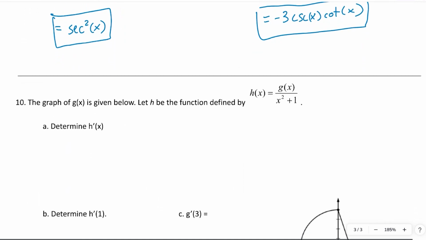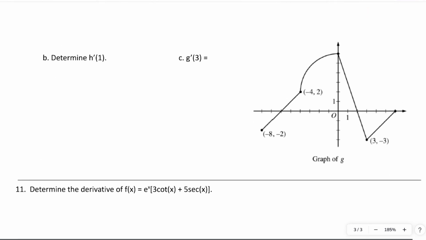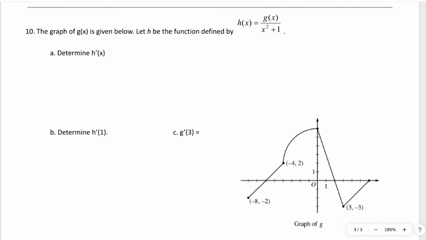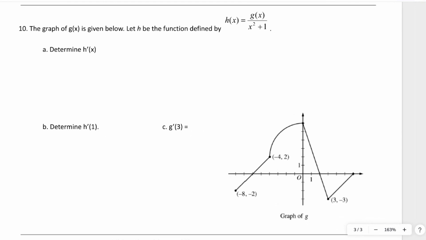Number 10. Looks like we've got a graph. Okay, I might have to zoom out a little bit so we can actually see it all. And so g is defined by the graph of g, and then h is defined in terms of g. So part A says determine the derivative of h at x. So we'll have to use quotient rule. The derivative of g is just g prime.